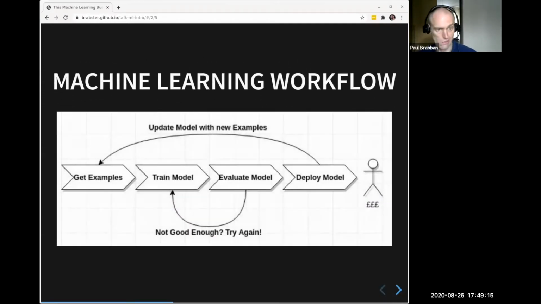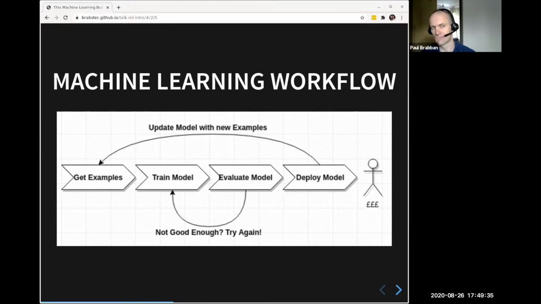Given that data set, we have features, we have examples, we have a target variable. We can now use the machine learning workflow, and every machine learning process that I've ever come across uses basically the same workflow in one form or another. Your first challenge is to get your data, to get examples. Your next task is to train your model. Your next task is then to evaluate the model, see if it's any good.